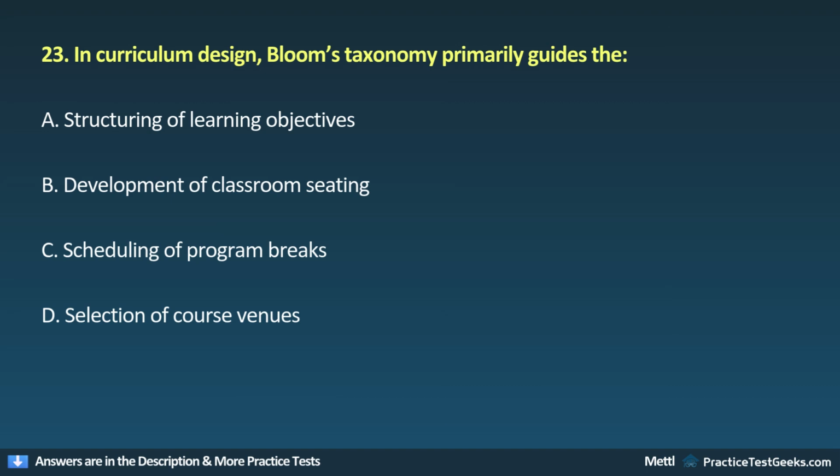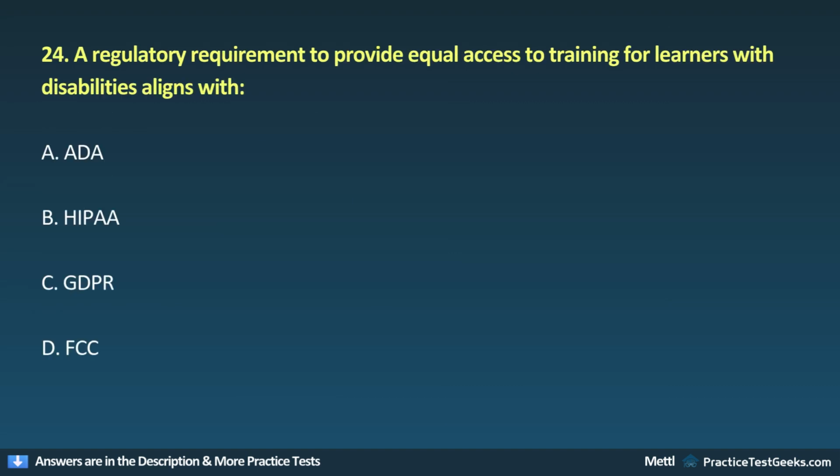A. Structuring of learning objectives. B. Development of classroom seating. C. Scheduling of program breaks. D. Selection of course venues. 24. A regulatory requirement to provide equal access to training for learners with disabilities aligns with A. ADA. B. HIPAA. C. GDPR.